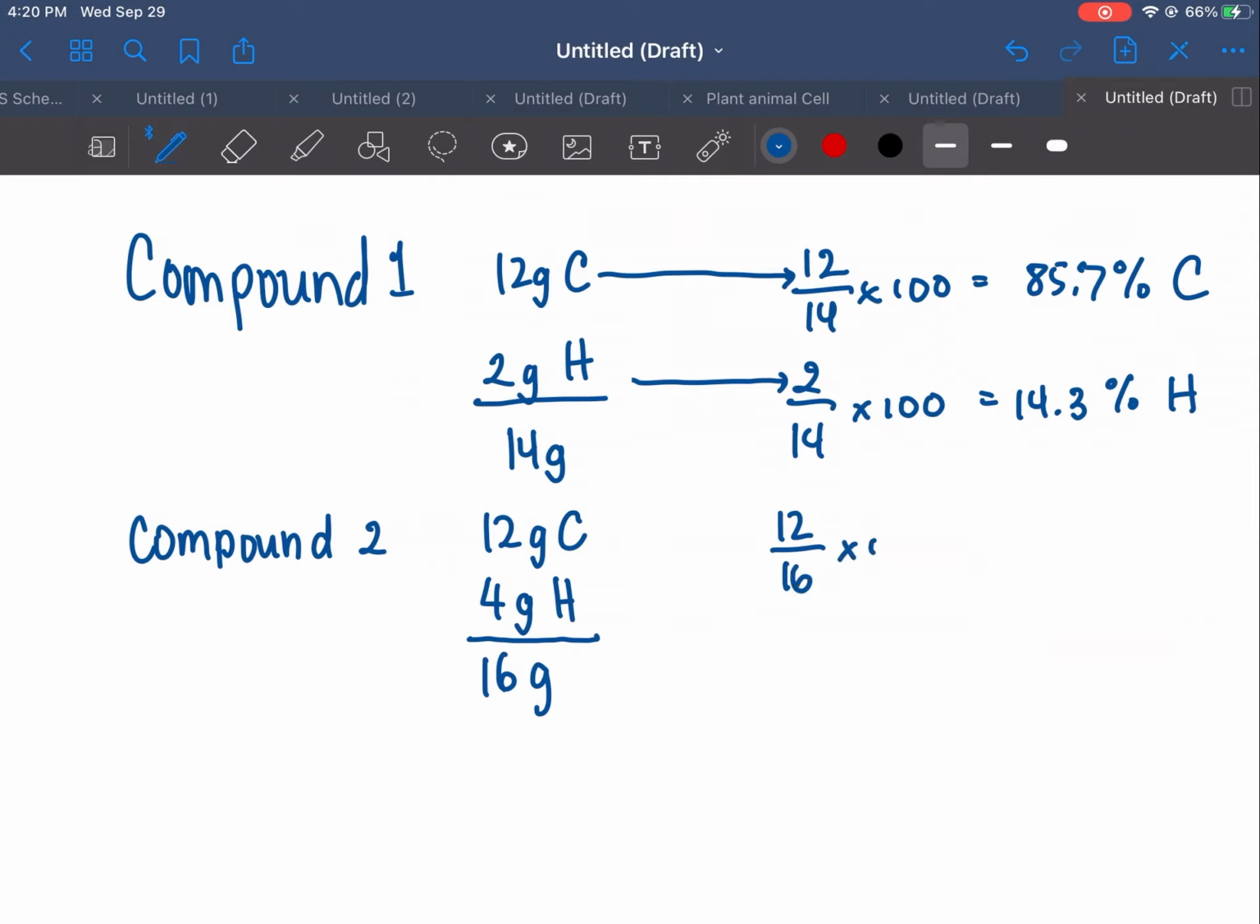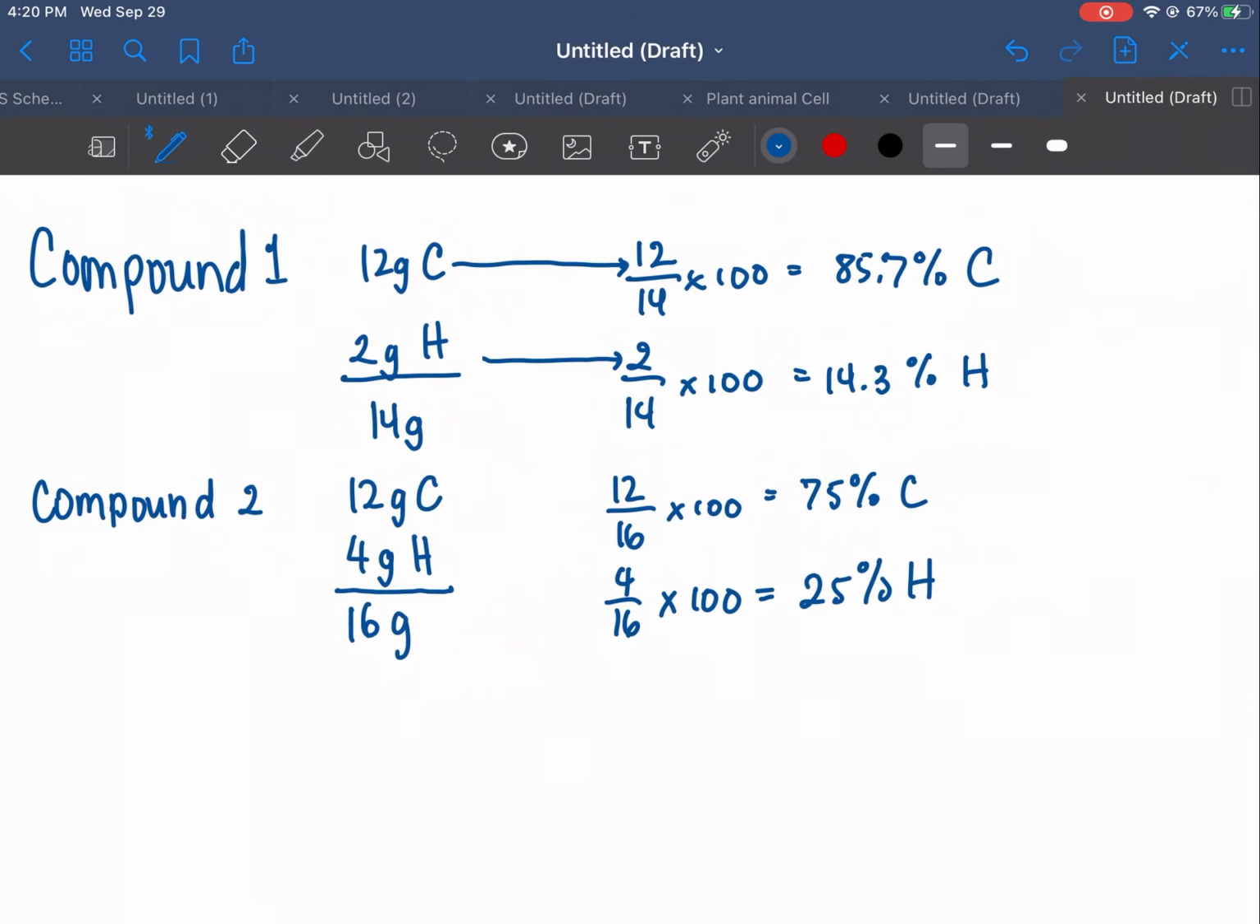How come one has more sodium and more carbon or more hydrogen? As you can see, for the second compound, 75% of the substance is carbon and 25% is hydrogen. We can look into this data and make a conclusion that these two compounds are not the same. What do we do when they're not the same? If they're not the same, that means they're not following the law of definite proportions.